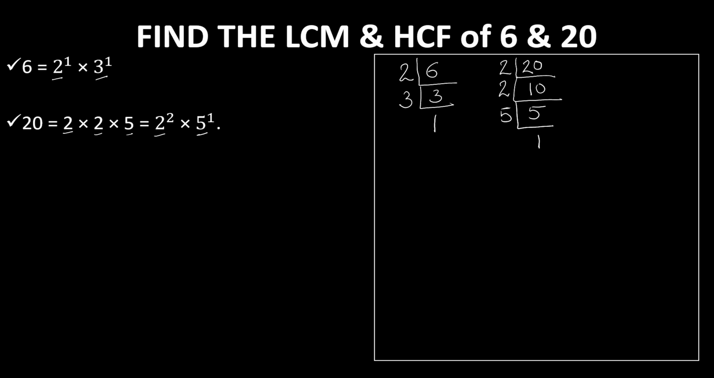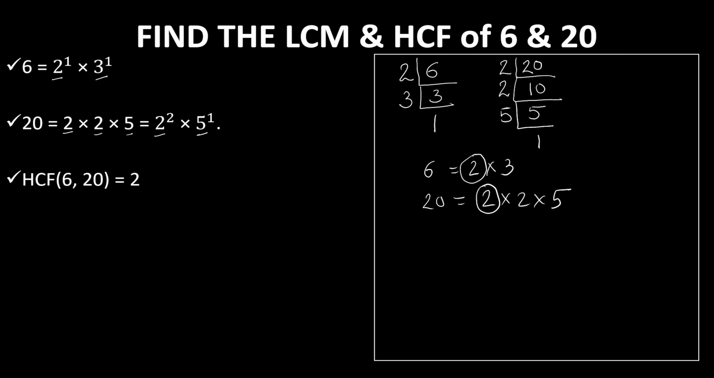Now, what is the highest common factor for these two numbers? Observe, the highest common factor is the factor which is common between 6 and 20 and which is the highest one among them. So 6 can be written as 2 into 3 and 20 can be written as 2 into 2 into 5. Among them, the common factor is 2 only, and that is the highest one. Therefore, the highest common factor of 6 and 20 is equal to 2.